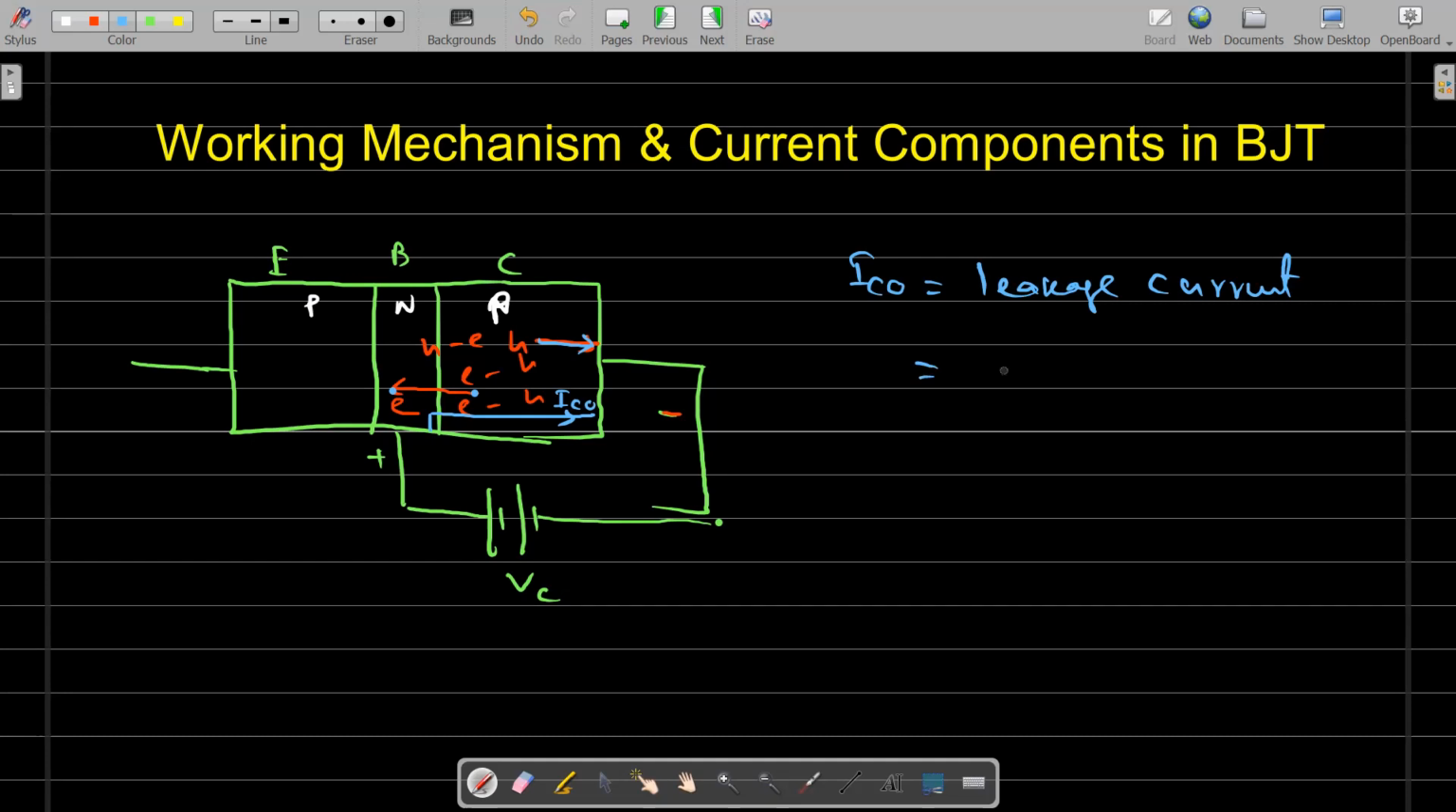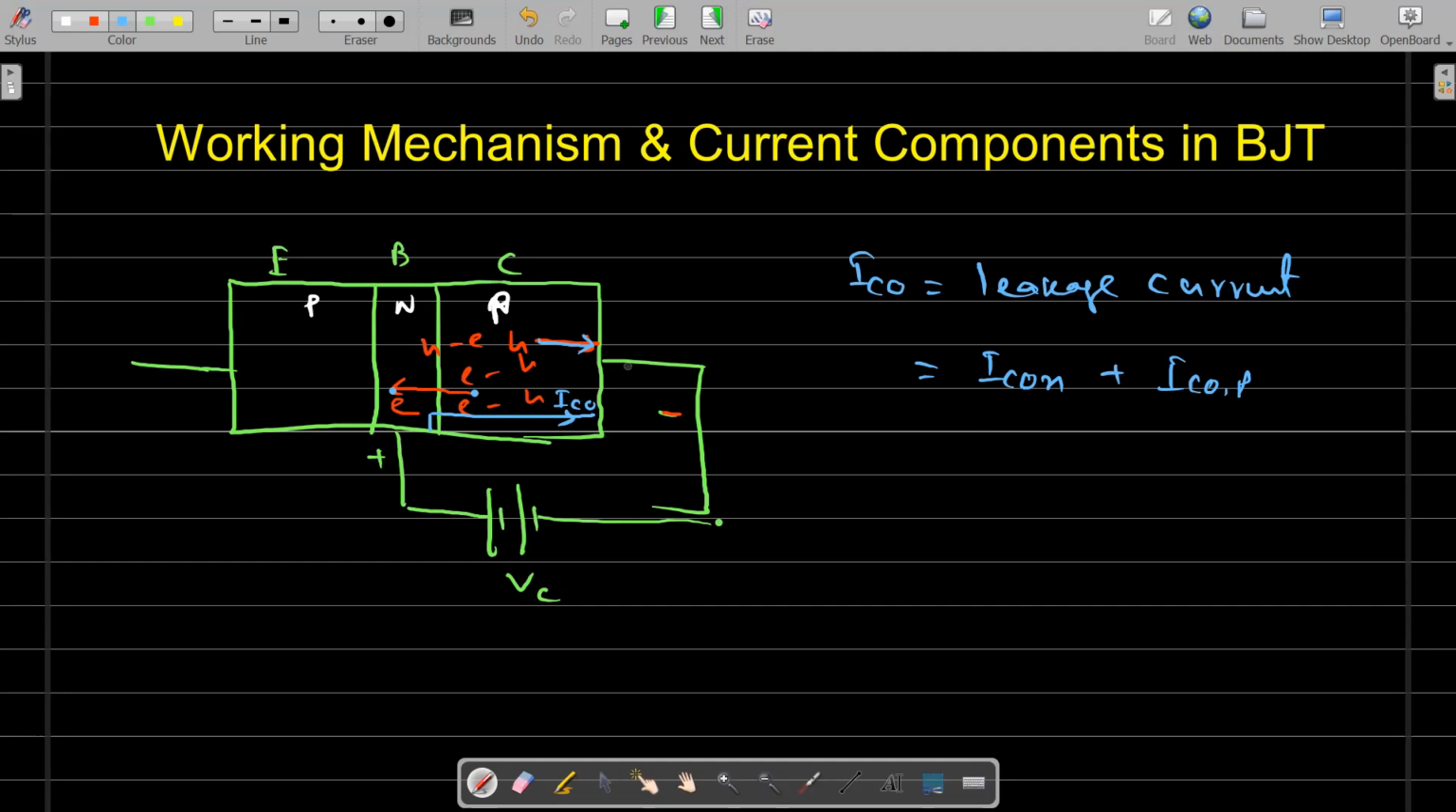It has two components, ICO of N plus ICO of P. ICO of N is the contribution due to the electrons, and ICO of P is the contribution of leakage current due to the holes.